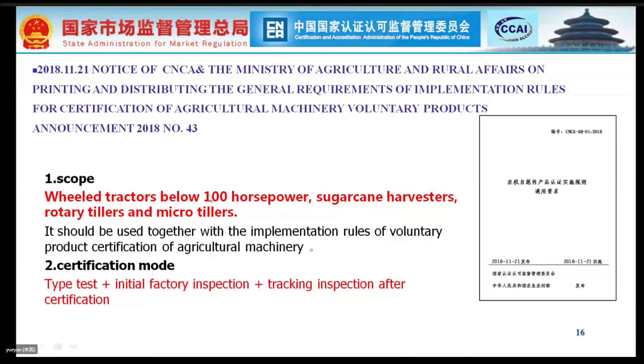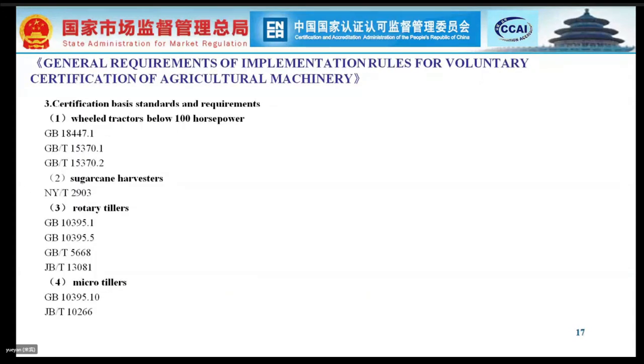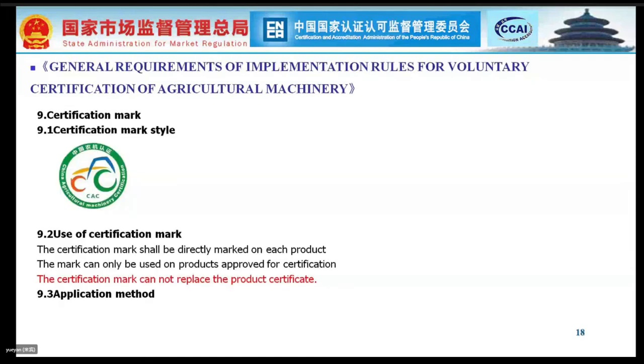The scope of the notice has been stated before. It should be used together with the implementation rules of voluntary product certification of agricultural machinery. The certification model is type test, initial factory inspection and tracking inspection after certification. The certification basis standards and requirements: in principle, the latest version issued by the National Standardization Administrative Department should be implemented. And this is our certification mark style.